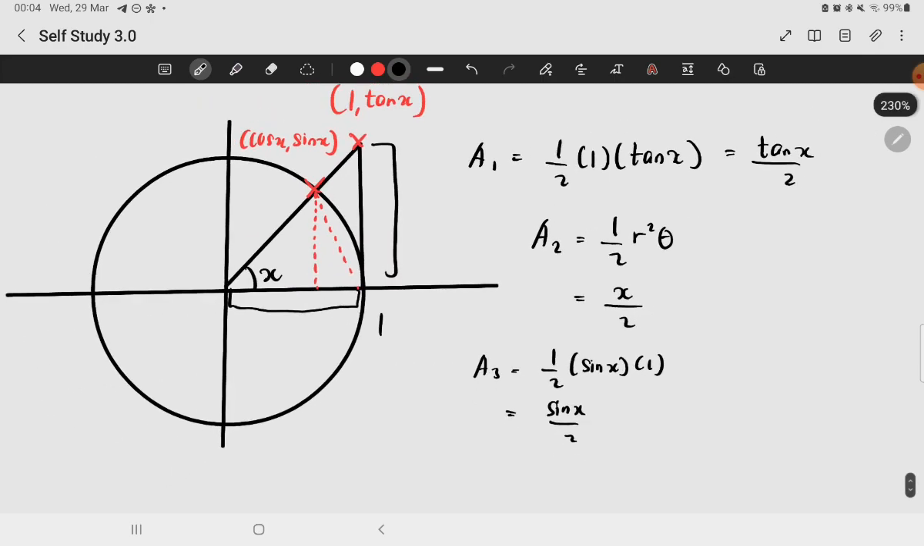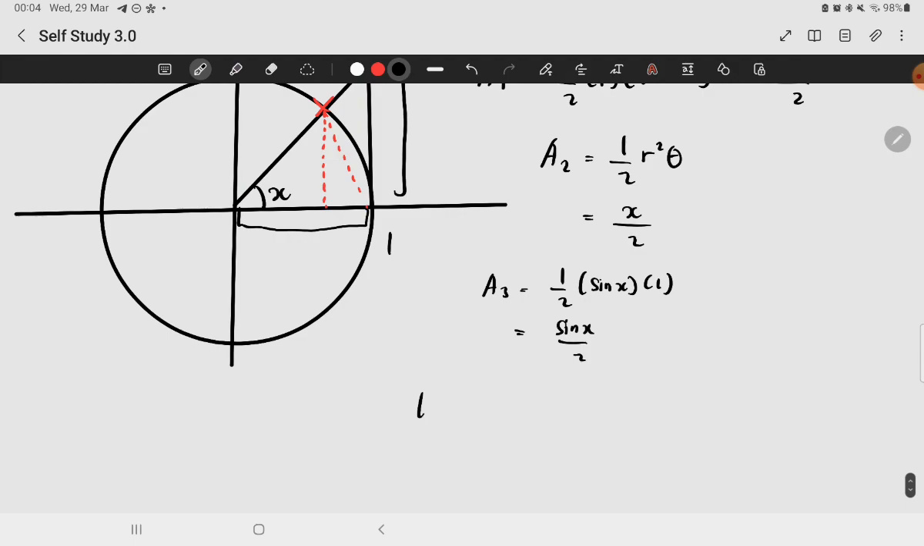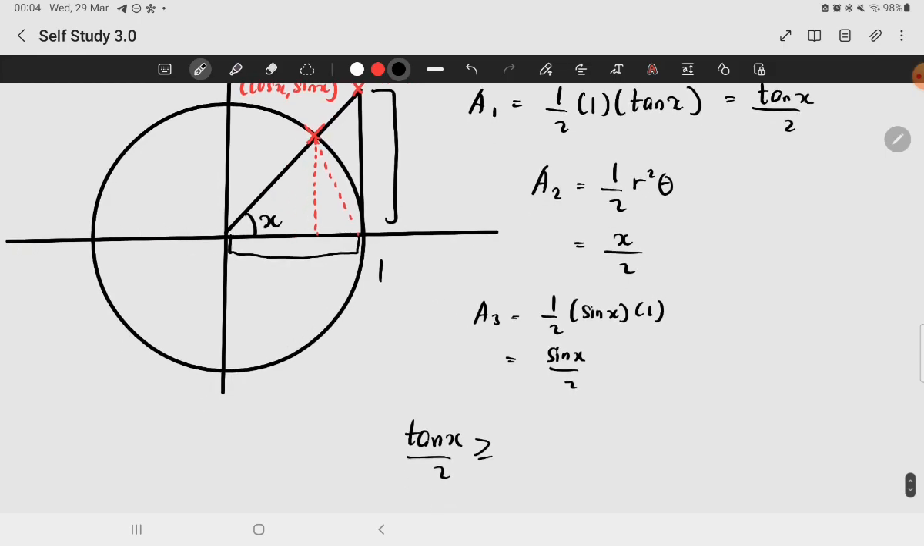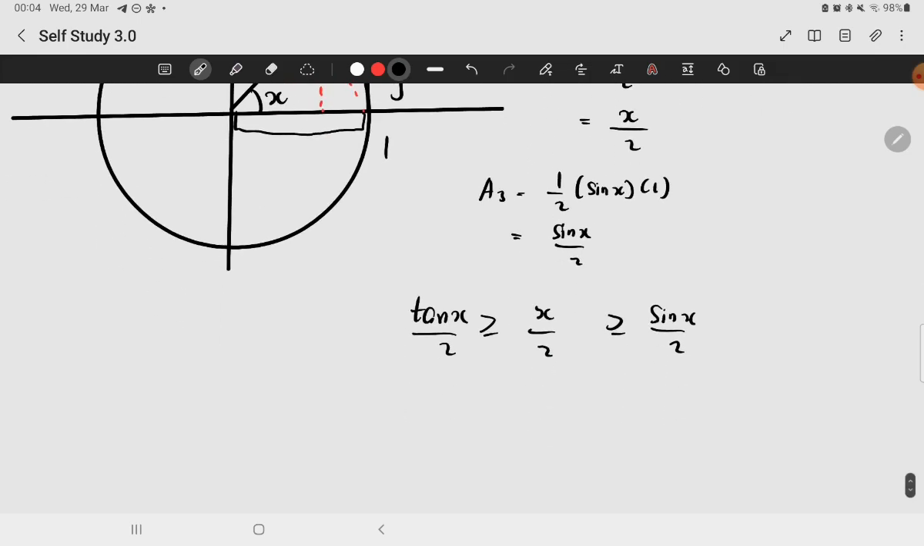Now, as you can see, the first area is the largest. So we will write the inequality as given. Tangent of x over 2 will be the largest. And the smallest area we have is sine of x over 2. So you will locate it here. And then the area between those two areas will be the sector, which is x over 2. Now, our goal here is to create this inequality and make sure the function in the middle will be sine of x over x. That's our goal. So how do we obtain that goal?